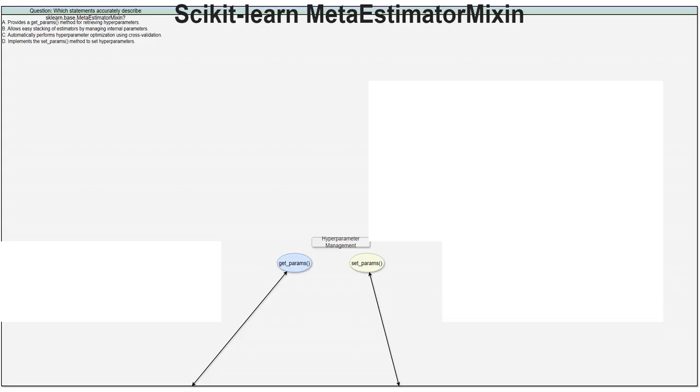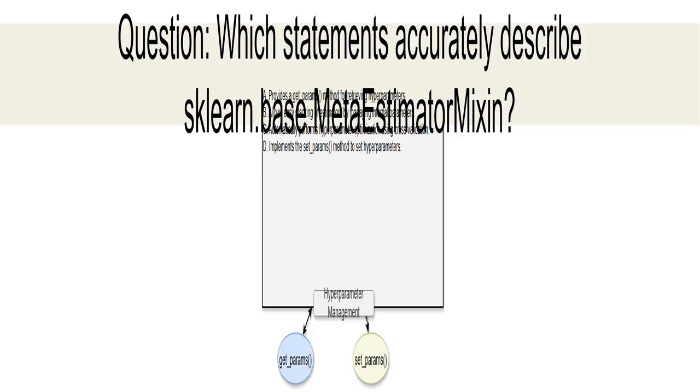This refers to a specific class within the Sklearn library in Python, a powerful tool for machine learning. It's a mixin class, meaning it's designed to be combined with other classes to add functionality. In this case, it adds the ability to easily manage the parameters, or settings, of different machine learning models. This is the core question of the quiz. It asks you to identify the true statements about the MetaEstimatorMixin class from a set of choices. We need to analyze each choice to find the correct ones.